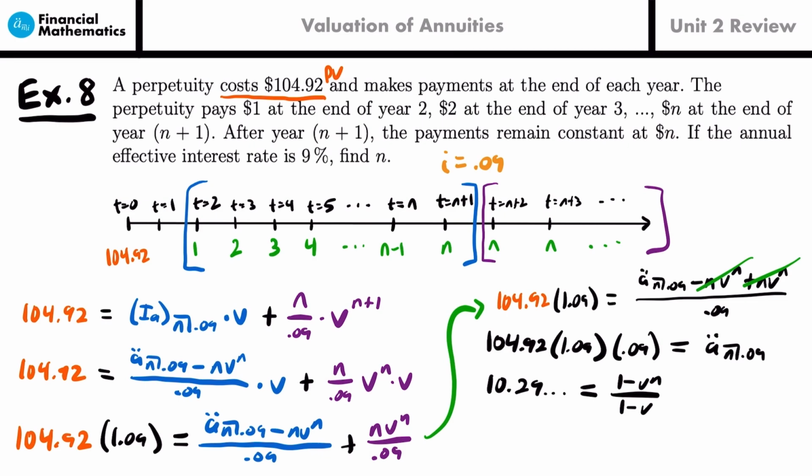Now, we want to isolate n in order to solve for it. So I'm going to multiply both sides of the equation by 1 minus v to get it out of the denominator on this side.